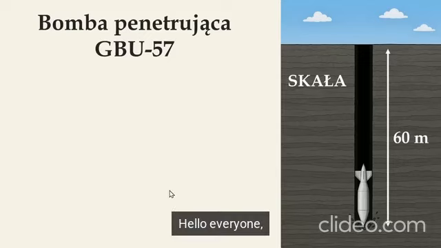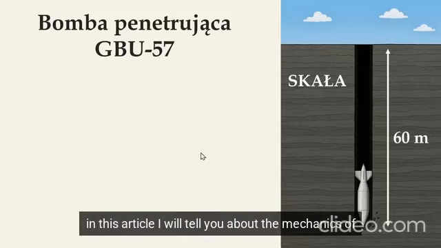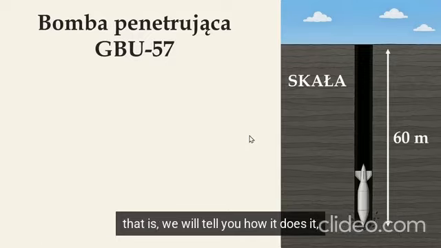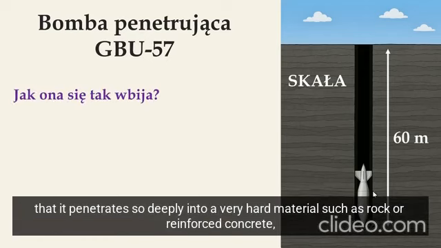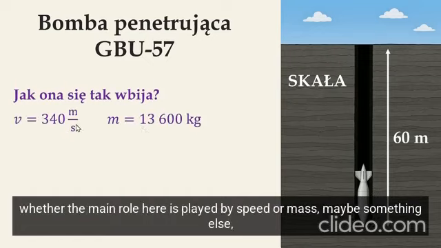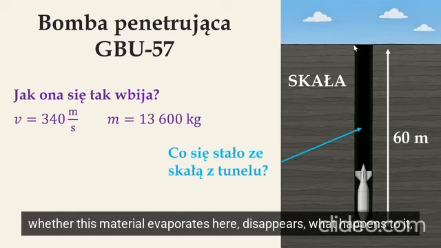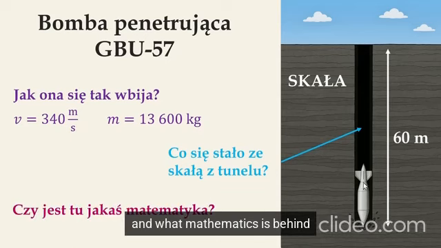Hello everyone. In this video, we will tell you about the mechanics of the penetrating bomb from the mathematical and physical side. That is, we will tell you how it does it, that it penetrates so deeply into a very hard material such as rock or reinforced concrete, whether the main role here is played by speed or mass, maybe something else. We will also tell you what happens in this tunnel after the bomb, whether this material evaporates here, disappears, what happens to it, and what mathematics is behind.